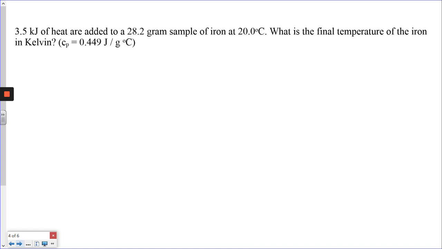For our next problem, we have 3.5 kilojoules of heat added to a 28.2 gram sample of iron at 20.0 degrees Celsius. What is the final temperature of the iron in Kelvin? And it gives us the specific heat of iron, which is 0.449 joules per gram degree Celsius. So let's look at our formula, which is Q is equal to M times specific heat times delta T.